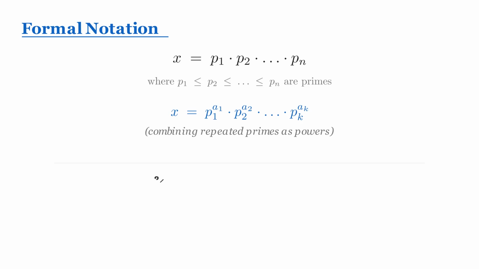For example, 32,760, written out as a long product, has 3 2s, 2 3s, a 5, a 7, and a 13. Grouping the repeated primes gives 2 cubed times 3 squared times 5 times 7 times 13. Once we fix the ascending order, this representation is completely unique.